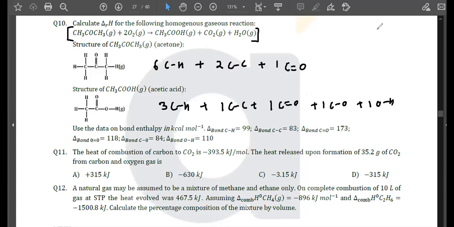Okay, very good. So you can calculate the energy absorbed to form this by adding these. Yes or no? Right everyone? Okay.